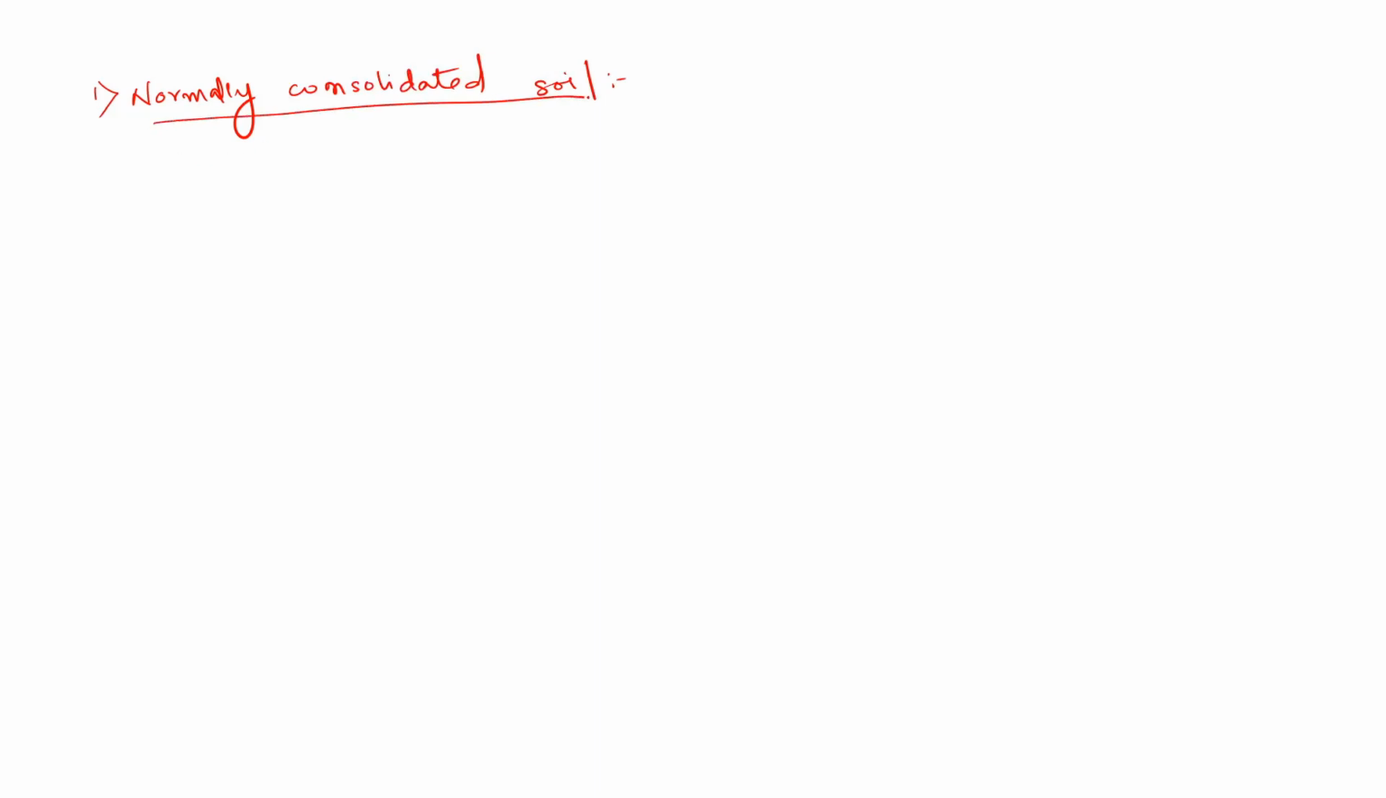So generally the definition of normally consolidated soil is that the current overburden stress of the soil is the maximum stress that the soil has ever been subjected to. So that means the maximum stress or load which is there in the current situation is the maximum.